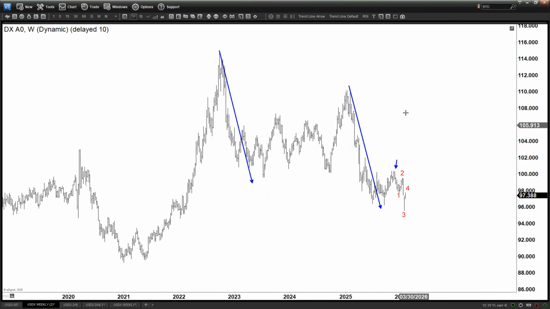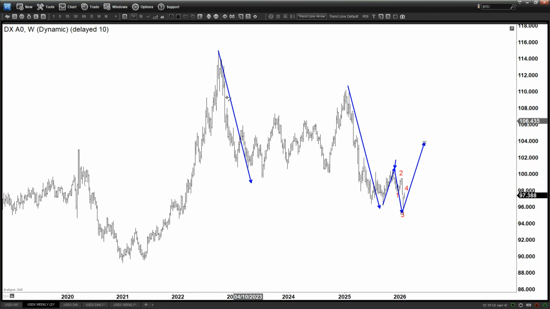And the alternate here is, since we are only 3ish down so far, doing an expanded flat from this low, A, B, and then do an expanded flat like this. So you can have 1, 2, 3, and then ABC expanded flat, then go down again. So that will be the alternate.